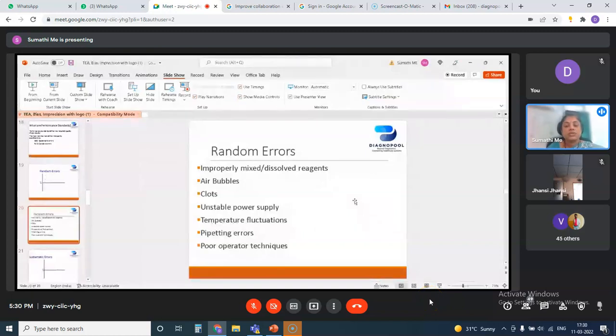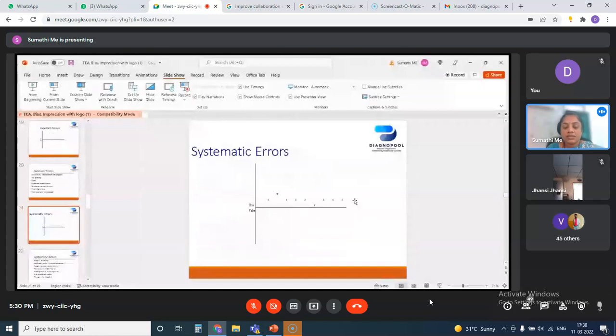This graph shows your systematic errors. Systematic errors are very easy to identify because they are consistent. You will see this kind of deviation on a daily basis. With systematic errors, the data points are shifted to either side of the mean, either above the mean or below the mean. So there is a deviation from the central tendency. This pattern you will see in systematic errors.